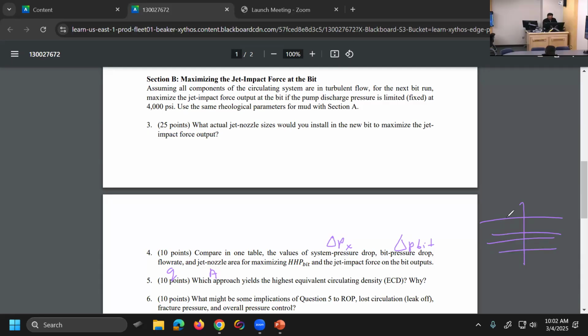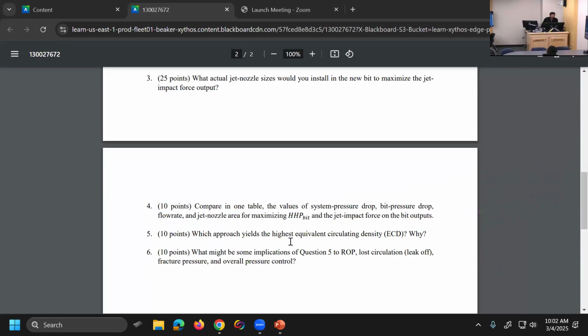You're gonna do HP bit max or impact force max. And then you give me basically those 4, like you give me Q, sorry, let's do it in the same sequence. The sequence is basically how you do it. Delta P bit, Q, A, and then basically, that's all I need here. Nothing fancy. You already have it basically. This is the points there.